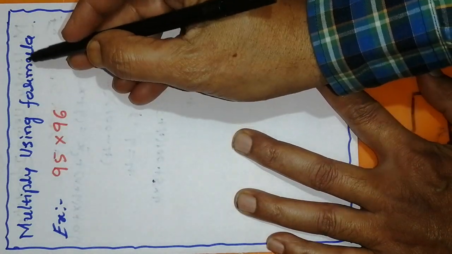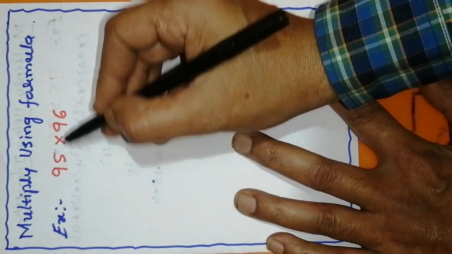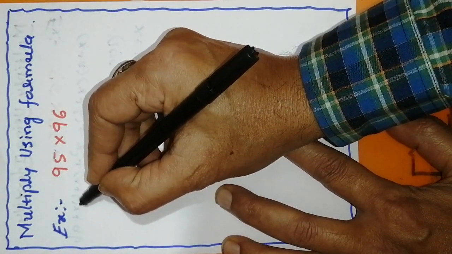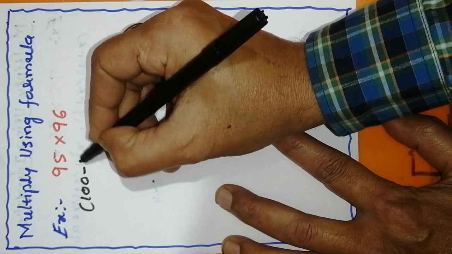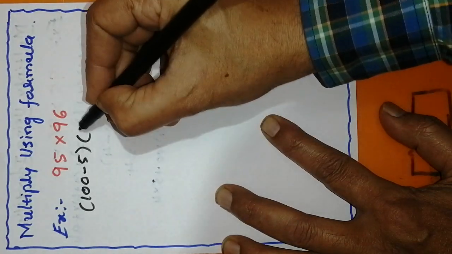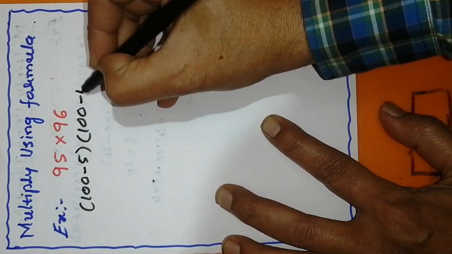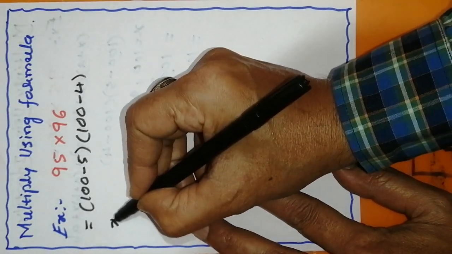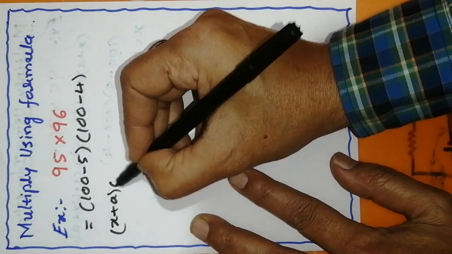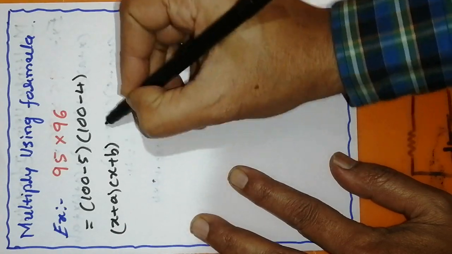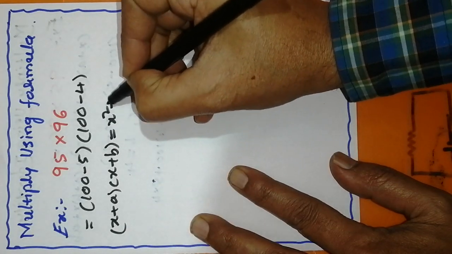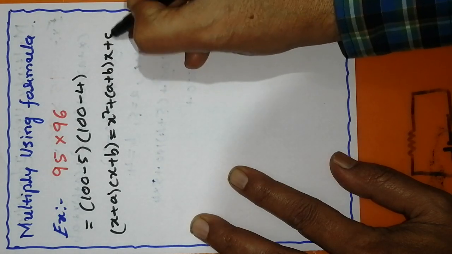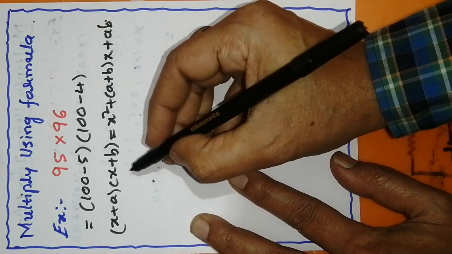Multiply using formula. Example: 95 into 96. We have to write it as 100 minus 5 into 100 minus 4. Here we use (x plus a)(x plus b) is equal to x square plus (a plus b) into x plus ab, which is the formula.